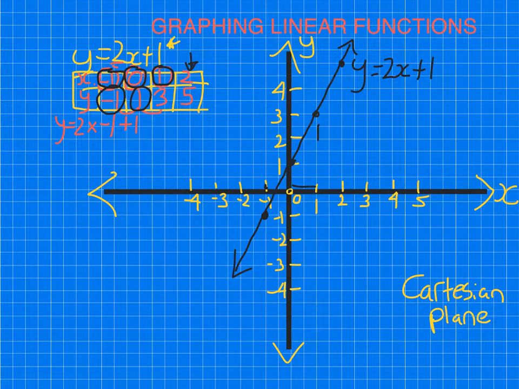We can do that for all graphs, all linear functions. We get our equation, we draw up a table of values like this, we choose the x value, find the corresponding y value, plot a whole heap of points. And ladies and gentlemen, there you have graphed a line. You've graphed the line y equals 2x plus 1.